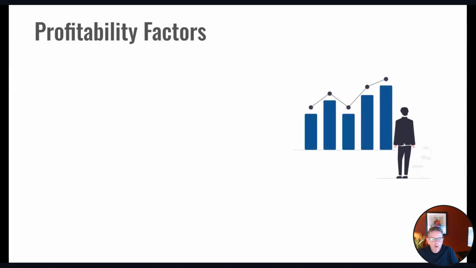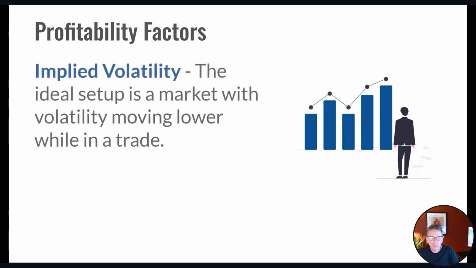So there are 3 profitability factors. Number 1 is implied volatility. The ideal setup in the market is for volatility to be higher before your trade and then lower after the trade. It doesn't always work that way, but it works really well for 0 DTE, and we'll talk about that. Implied volatility is something that you can't really see, but it's there.